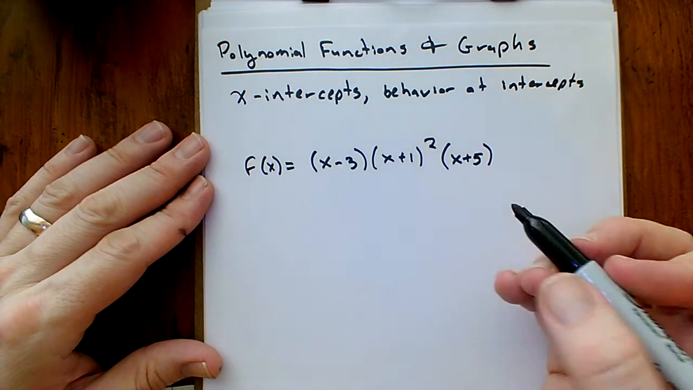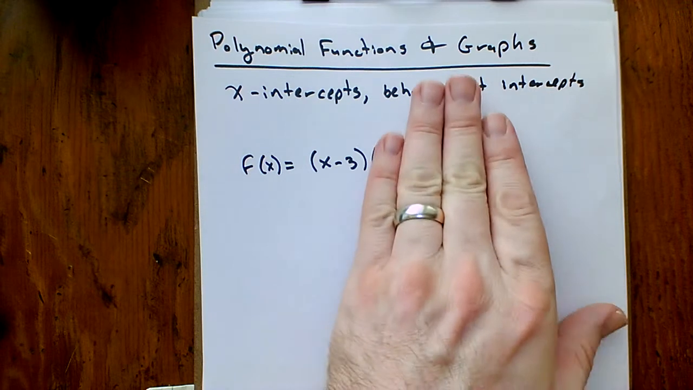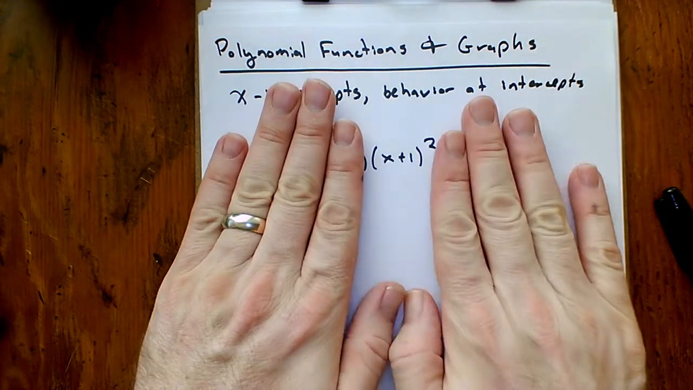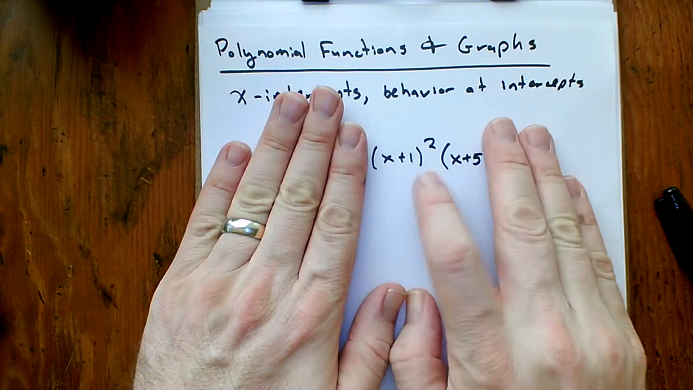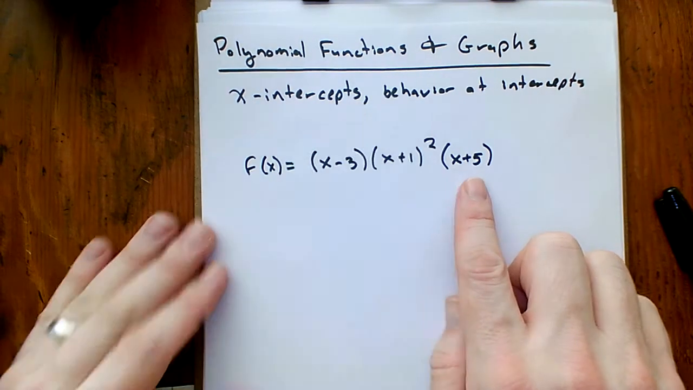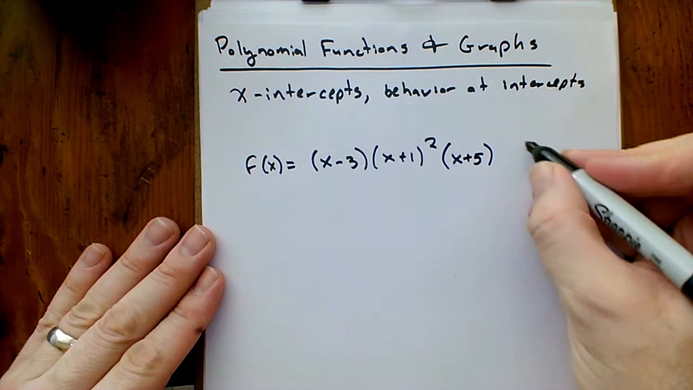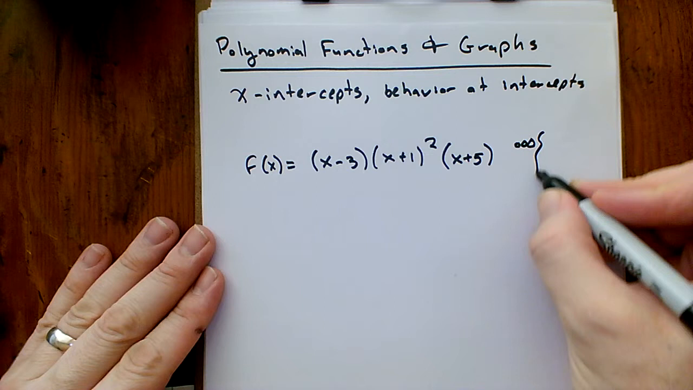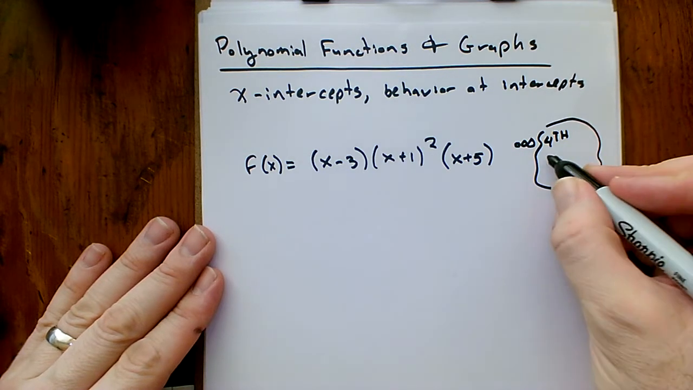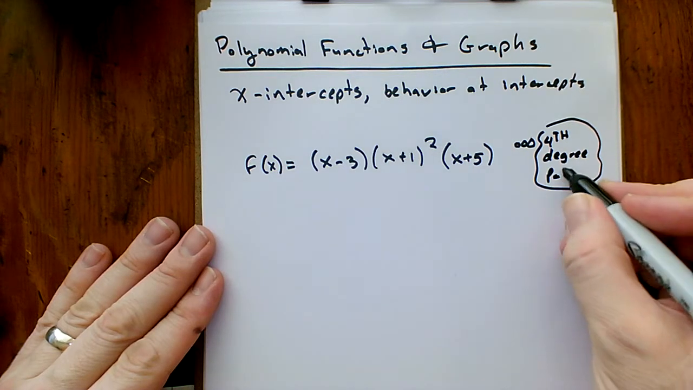So if I take a look at, say, this first term, I've got a first degree term. The degree on this second term is 2 because of that exponent right there, and then the degree of this last one is 1. So I've got a degree of 1, a degree of 2, and a degree of 1. So overall, I could say that this is a 4th degree polynomial.